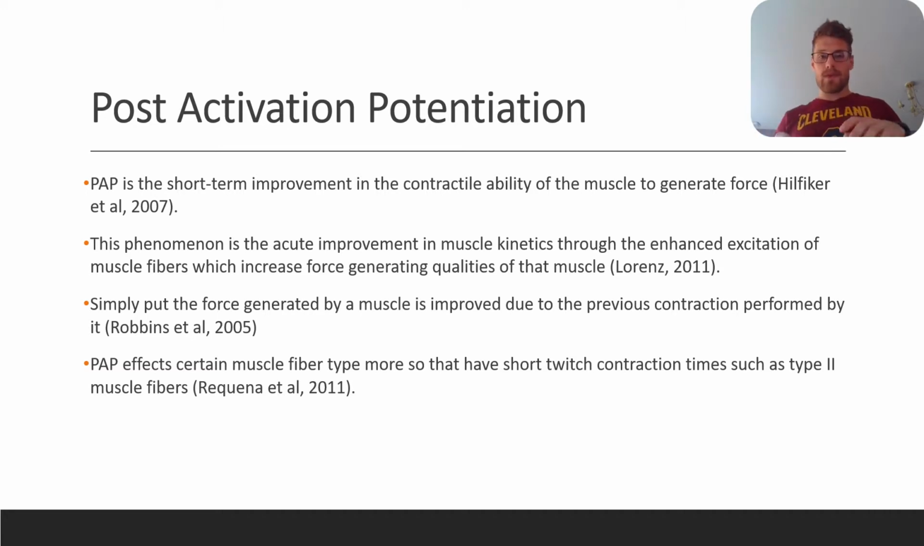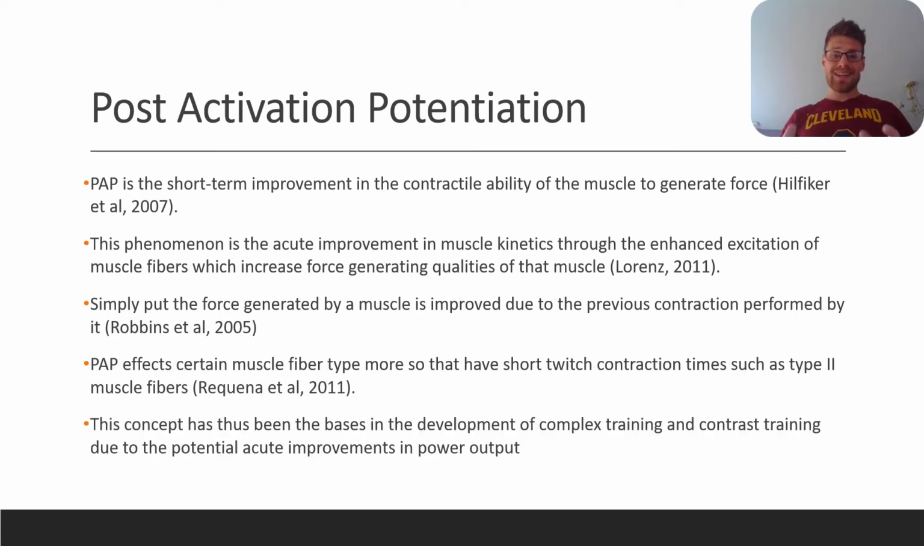And PAP affects certain muscle fibers more, those that have short twitch contraction times, such as type 2 muscle fibers. This concept has thus been the basis in the development of complex and contrast training due to the potential acute improvements in power output. So this came before complex and contrast; complex and contrast was built on PAP, then FCT was built on them. So PAP is the cornerstone and the fundamental concept within FCT.